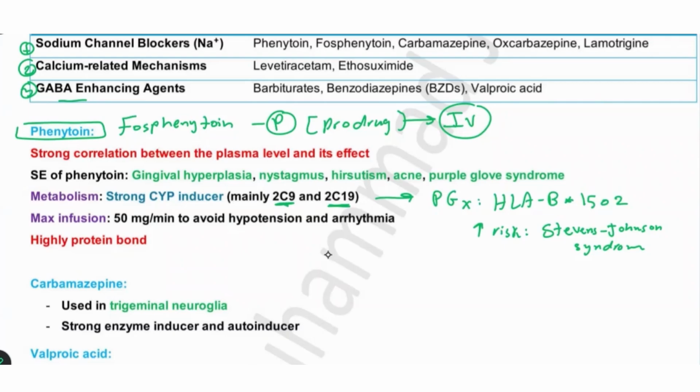Now, another thing about phenytoin is that it has high plasma protein binding properties. It is highly protein bound. So that means phenytoin binds tightly to albumin. So if the albumin is low, that means more free phenytoin would circulate all over your body, and that tips the patient into phenytoin toxicity, and therefore you must correct the dose based on the albumin levels in this scenario.